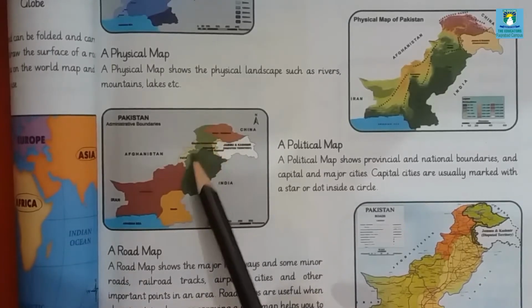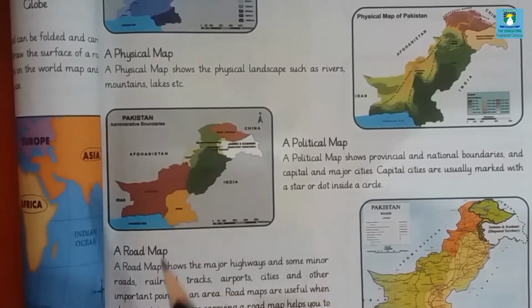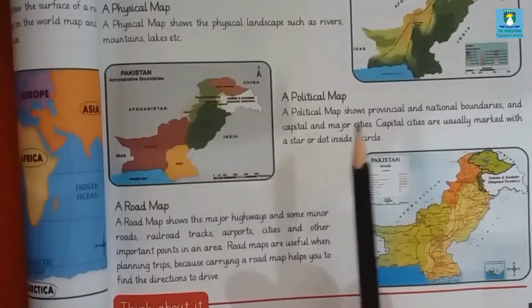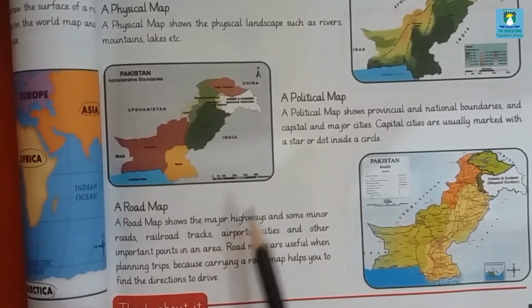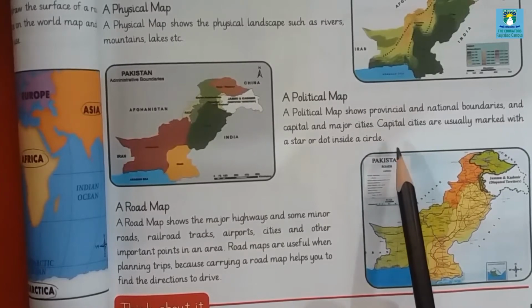Look at this. This is in green color. This is brown color. This is in cream color or light yellow color. So political map can show us the national or international boundaries between the major cities and countries.